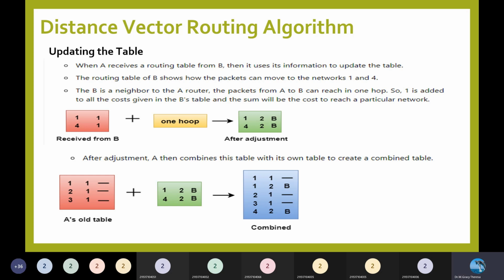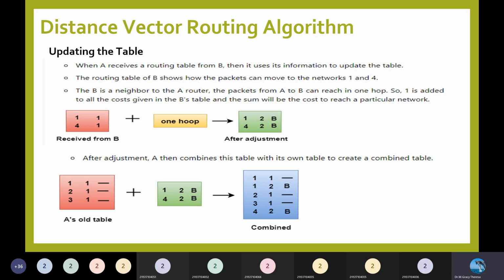Now it is going to check which is the minimum cost. A reaching network ID 1 directly, the cost is only 1. But with the help of B, if it wants to go to network ID 1, the cost is 2. So 2 is higher, right? So it will keep the old entry. It will not update the new entry. That is why the first row is defined as 1 1 dash. Why? Because by comparing, it found that the cost through B is high, so that link is cancelled, and A uses its old entry.